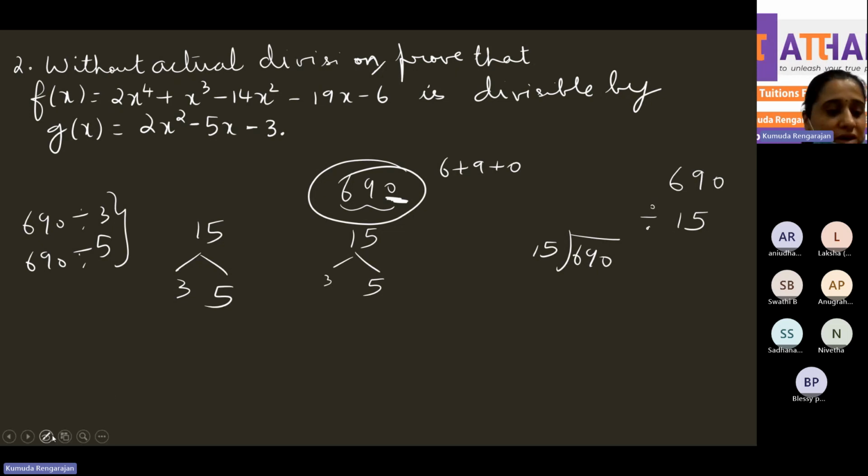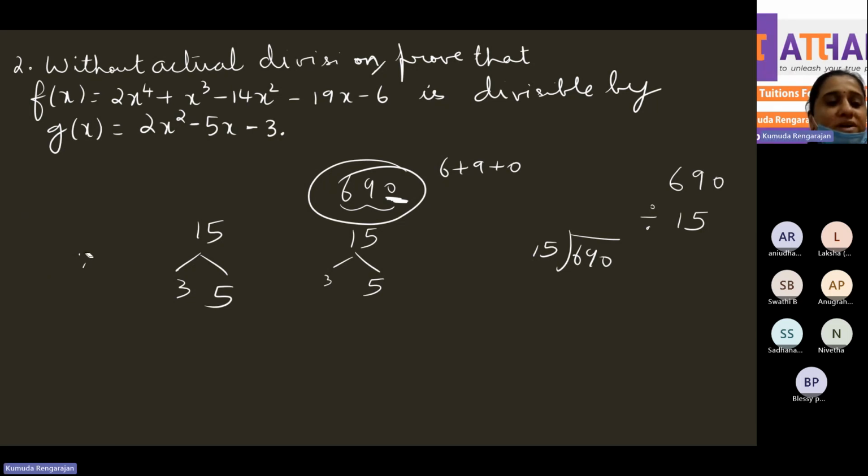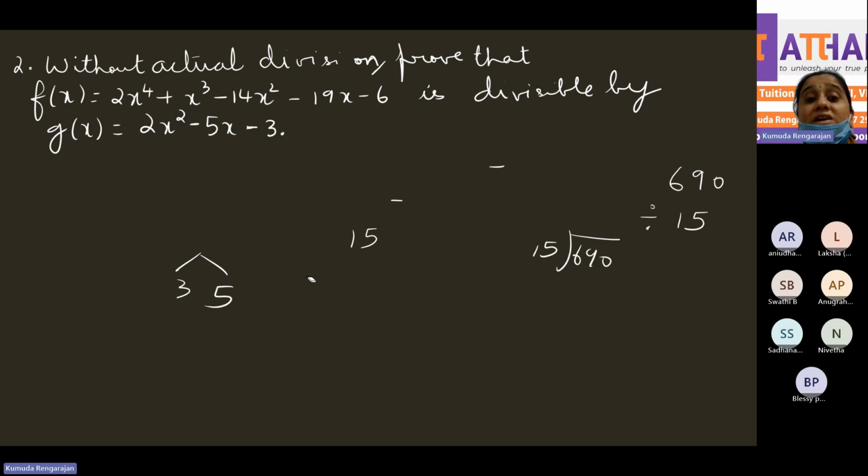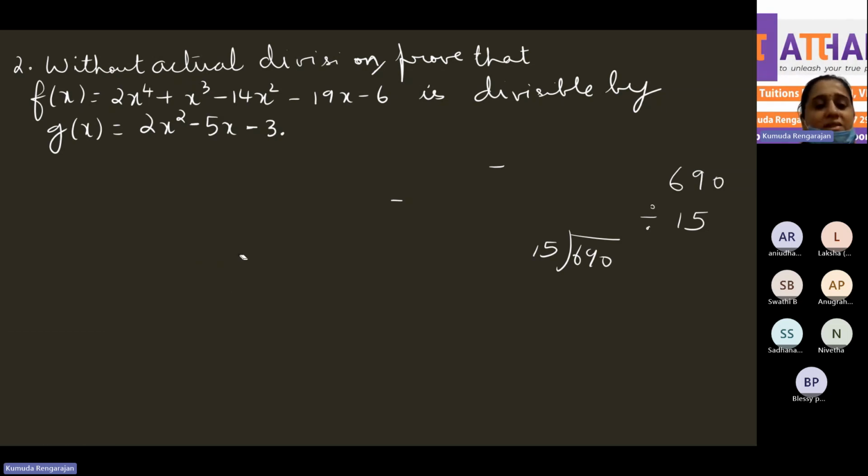In the same way, what is 690 here? f of x is 690. Now here did we divide? Now here we just used the test of divisibility. We didn't divide. It's divisible by 3, it's divisible by 5, so it's divisible by 15. We used this idea of test of divisibility. In the same way here, 690 is f of x.